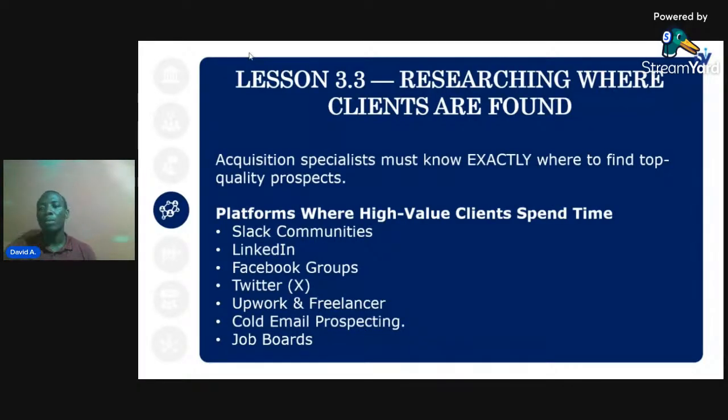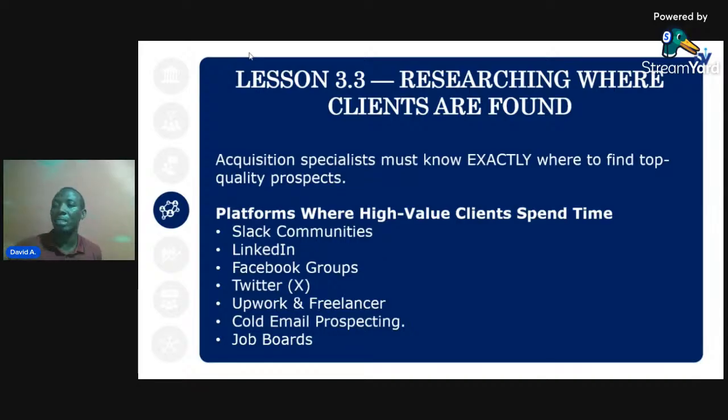Number 5 is Upwork and freelancer.com. Upwork is a platform where you can also find people that are looking for VAs or remote professionals. Agencies are there. Businesses are always seeking ongoing assistance, right?